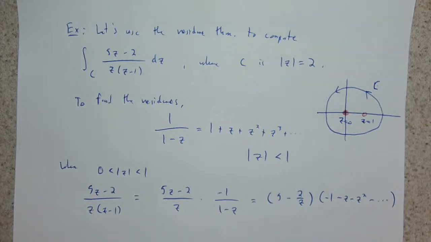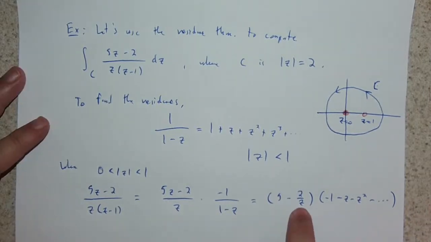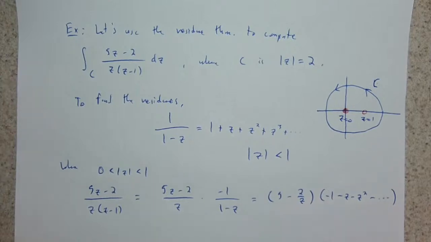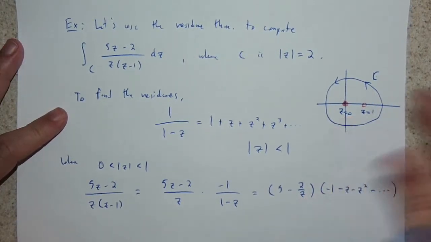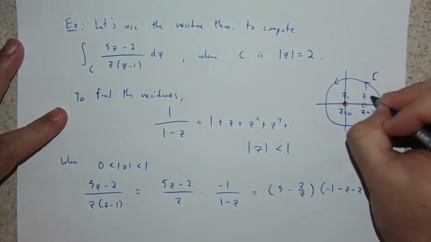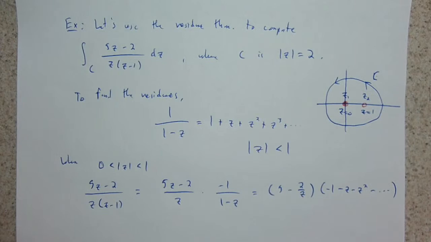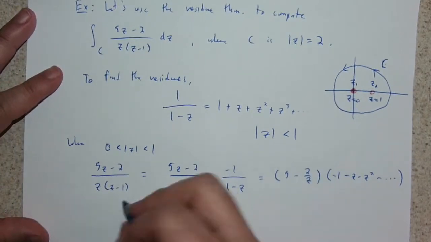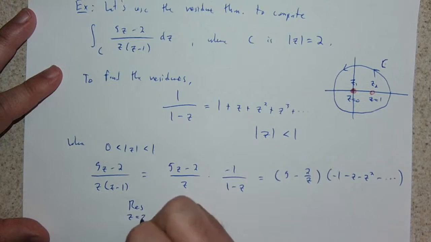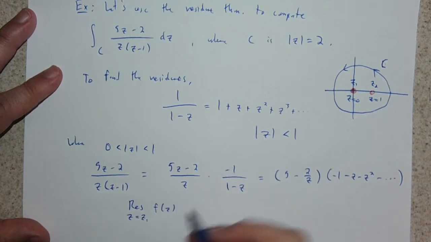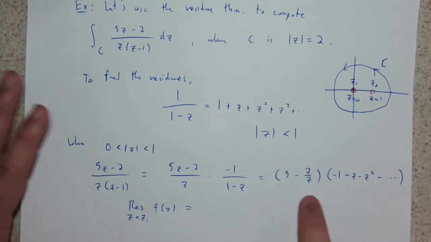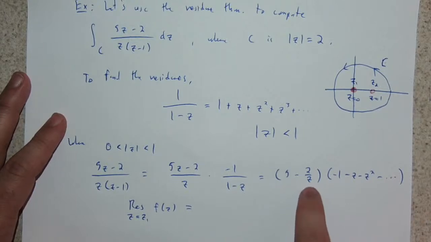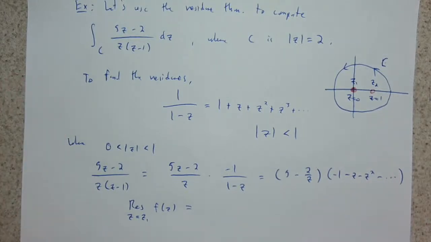And so now all we have to do is pick out where the coefficient of the 1 over z term is. In this case, if we're calling this z sub 1 and this is z sub 2 here, then our residue at z sub 1 of f of z is what? Where do I get the coefficient of the 1 over z term?